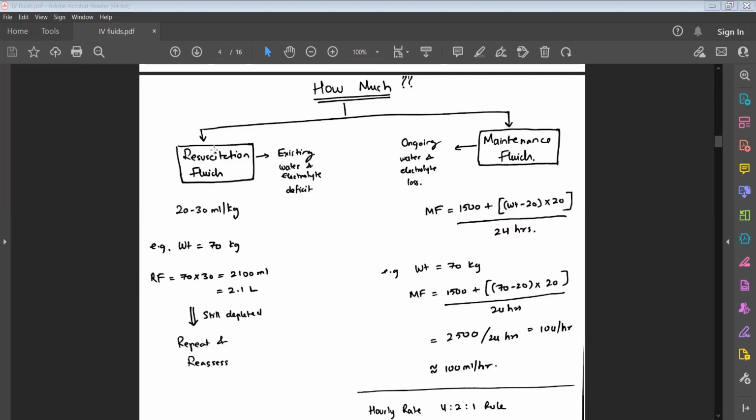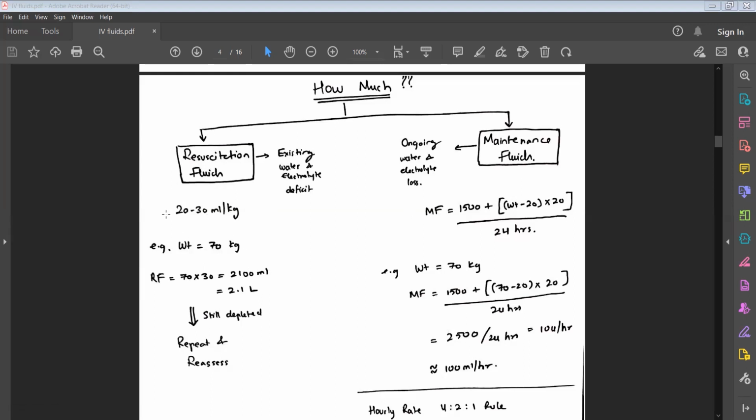Now, there are two types of calculations that you must be aware of. That is the resuscitation fluid that you will give initially to rehydrate the patient, bring them to euvolemia, and then the maintenance fluids. Resuscitation fluids that you will be giving will be for the existing water and electrolyte deficit that the patient has, and maintenance fluids are the ones that you will be giving for ongoing water and electrolyte loss. Now, let's say you admit this patient and his weight is 70 kg.